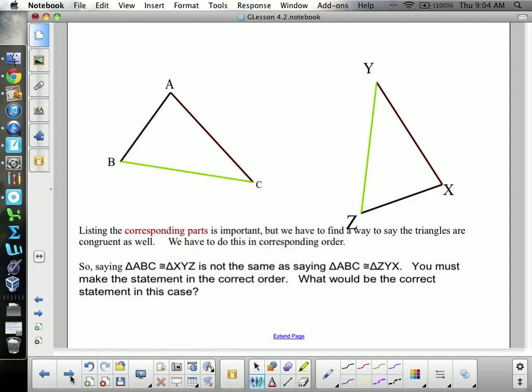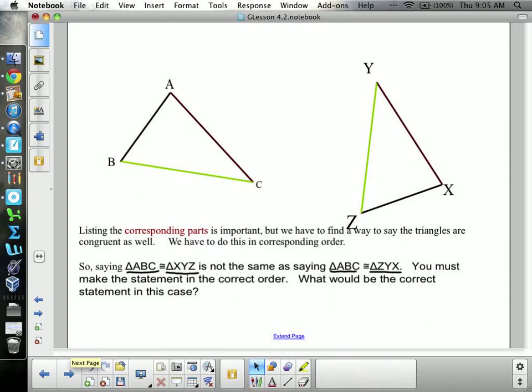But we have to also be able to find a way to say that triangles are congruent. So when I make a triangle congruent statement, it has to be in corresponding order. And this is where things start getting a little bit tricky for some people. Here I have triangle ABC and triangle XYZ. If I say triangle ABC is congruent to triangle XYZ, that is not the same thing as saying triangle ABC is congruent to triangle ZYX.